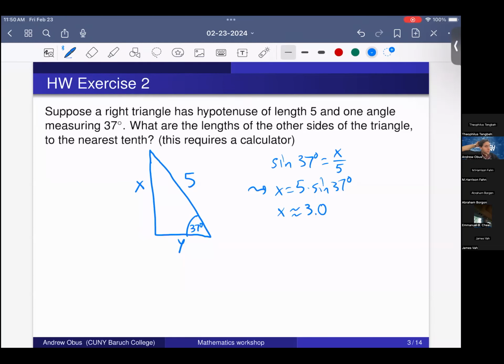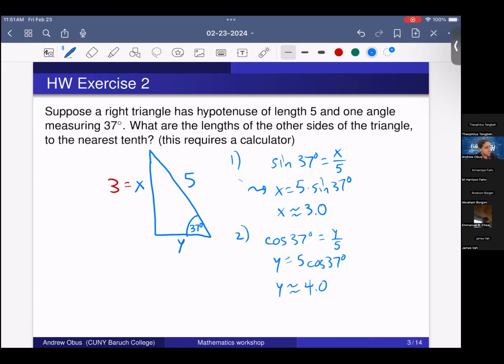Okay, so you have 2 choices. Here we have x is 3, right? So this x over here is 3. And so we know that the triangle is 3, 4, 5. Once we have a 3 and a 5, we can figure out the 4. So you could either do that with the Pythagorean theorem, or you could do the same equation, but for y, which is going to be the same thing, except that you have cosine of 37. So equation 2 is going to be cosine of 37 equals y over 5. That's going to give you that y equals 5 times cosine of 37 degrees. And if you do this with a calculator, you get that y is roughly 4.0.